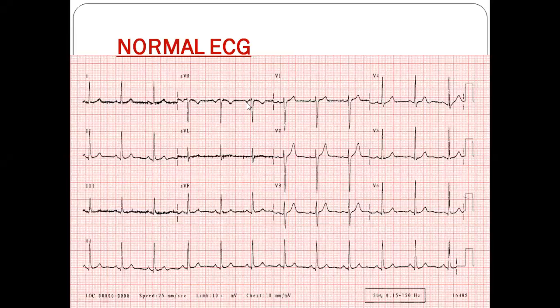Before knowing what poor R wave progression is, we should know what normal R wave progression is. This is what we call the R wave. This is another R wave. All these are R waves. This is what is called V1 to V6. These are our chest leads, which we place over our chest.